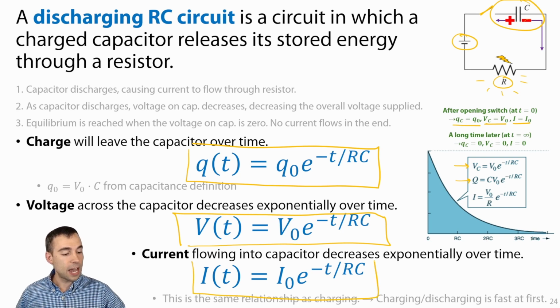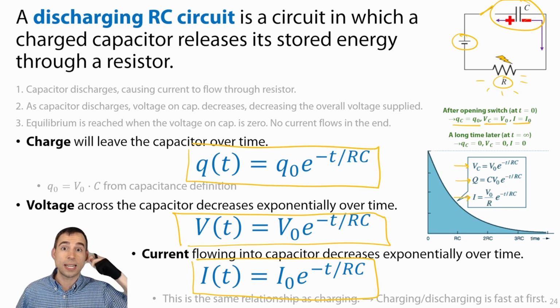And as time goes on, we can also calculate the current flowing out of the capacitor and through the resistor. That current will be maximized initially. The charge will flood out of the discharging circuit, but eventually it will level off asymptotically until it reaches an equilibrium steady state where the current is 0.